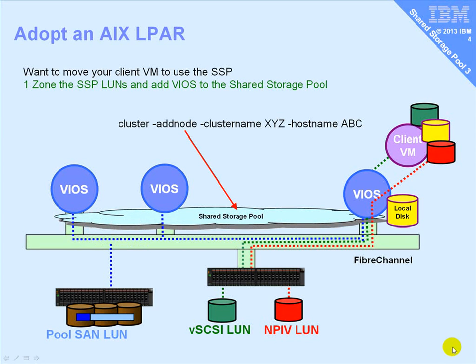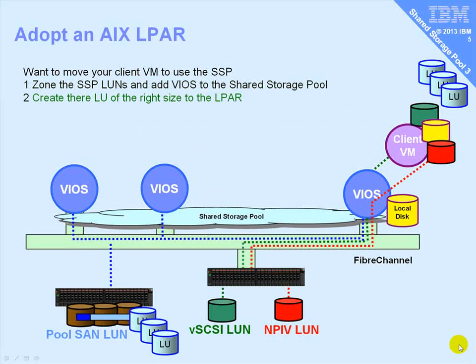The first thing we need to do then is to stretch our shared storage pool to include this VIO server over here. We just run the cluster add node command, and the cluster name and the host name of the VIO server. Quite easy to do. We can do that all live.